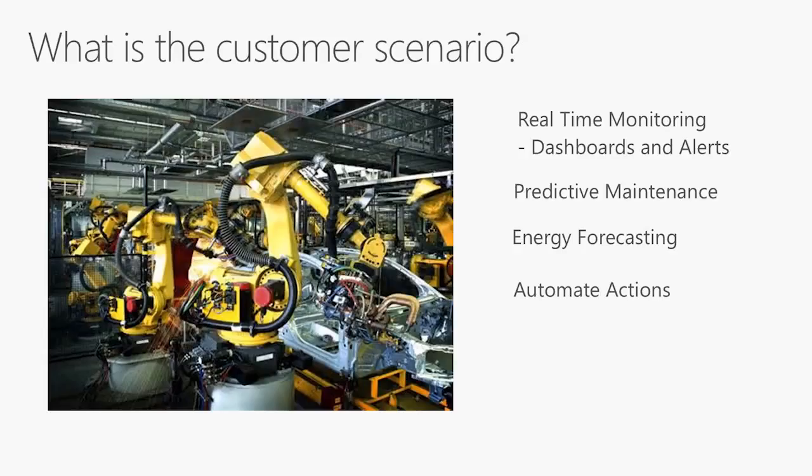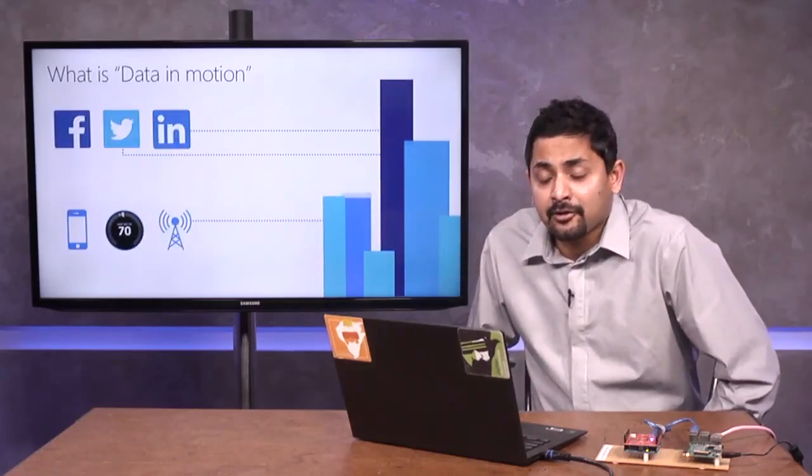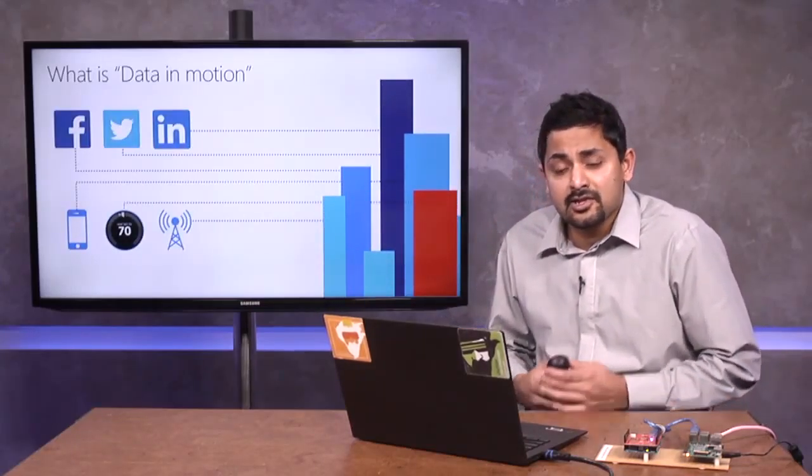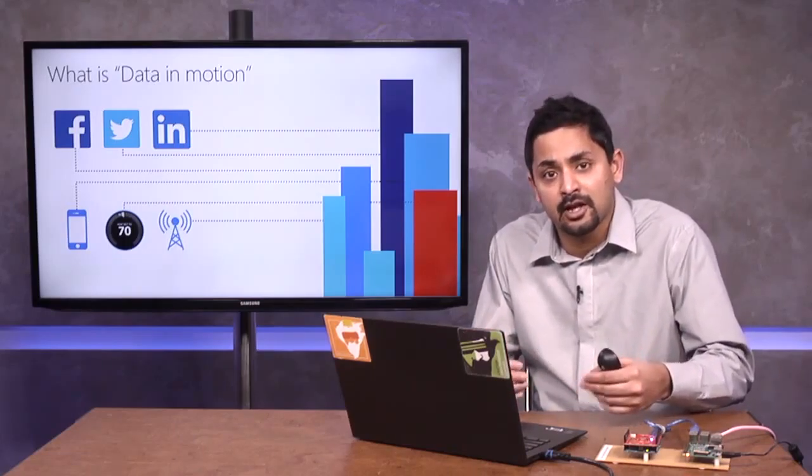These are some of the subsets of things that people want to do from data which is coming from sensors, from the IoT devices. And today I'm going to walk through showing how on Azure you'll be able to do a few of these things. Now we have talked about a factory floor end-to-end scenario. Let's talk about what is data in motion, what we are talking about today.